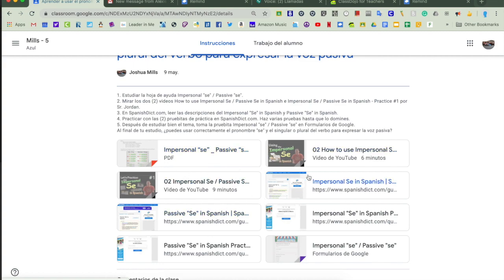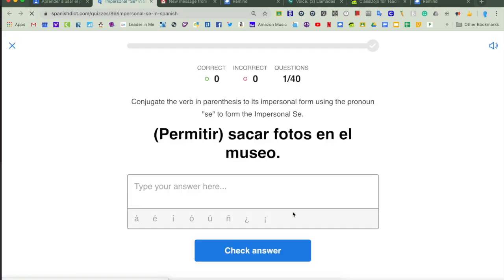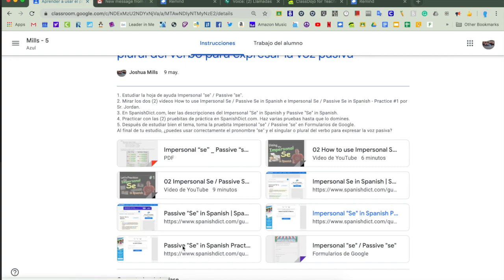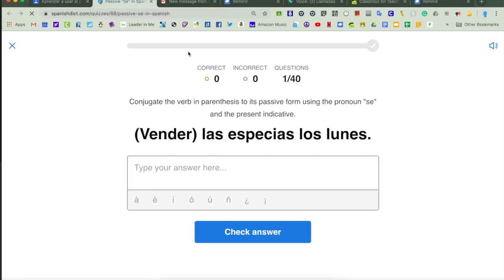These 2 sites right here will explain more and give more detail about it, written. The kids can review those and say, okay, do I get it? These 2 are very helpful. These are going to be the quizzes, kind of little informal quizzes, like, hey, do I understand this concept? And then this one is the passive se. Very similar, with slight nuanced differences there.